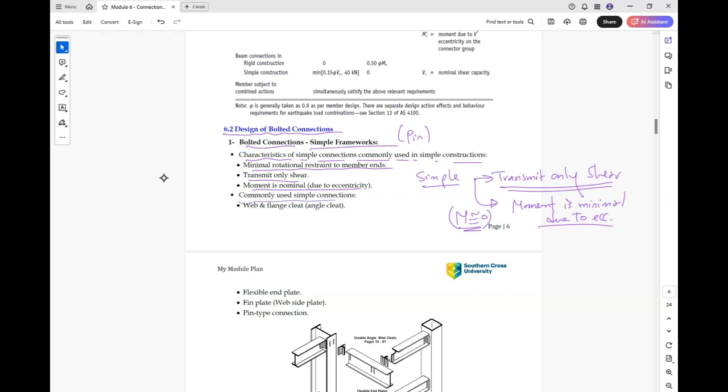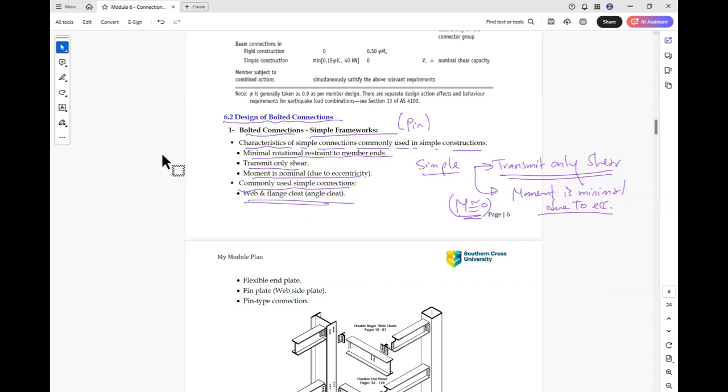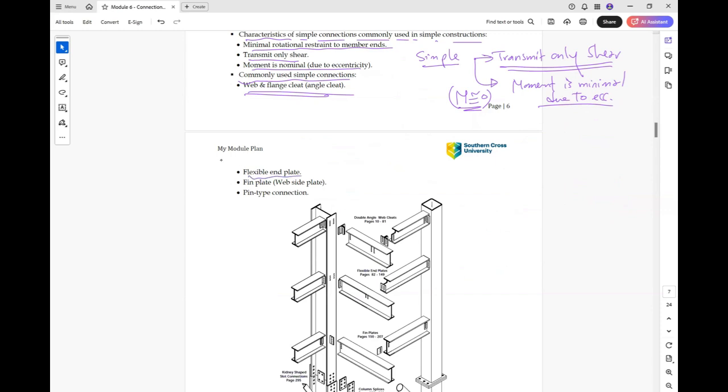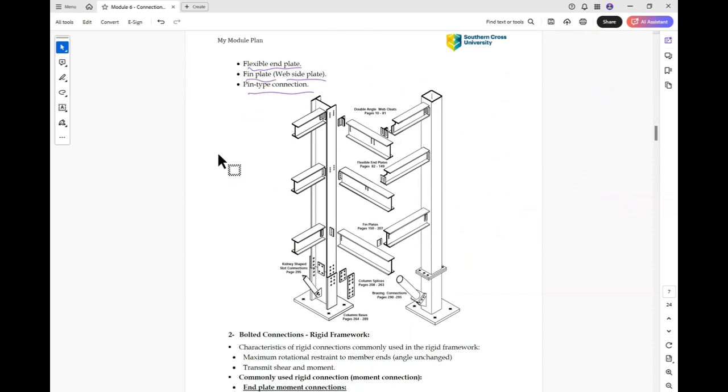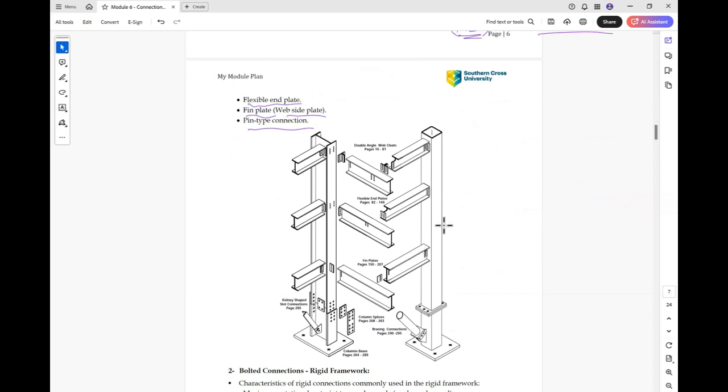The commonly used simple connections are web or flange cleat or angle cleat, flexible end plates, fin plate or website plates, and pin type connection. So these are 4 types of connection, and we can have a look here at these types. For example, this one here is called a double angle web cleat. This connection is connecting the web of this beam to this beam.